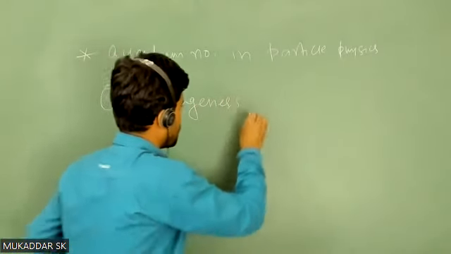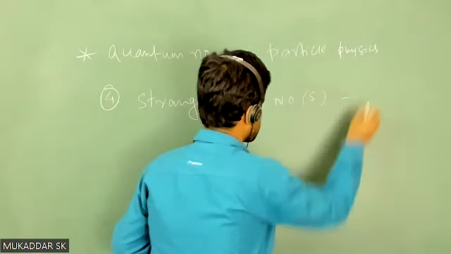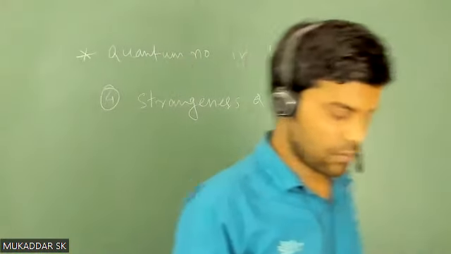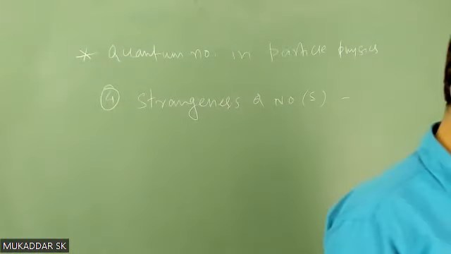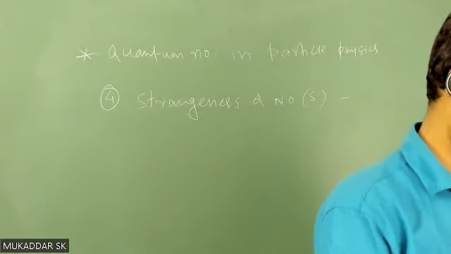Strangeness quantum number, denoted by S. So what is the meaning of strangeness quantum number? Why is it called strangeness quantum number? Can anyone tell me why it is called strangeness quantum number?